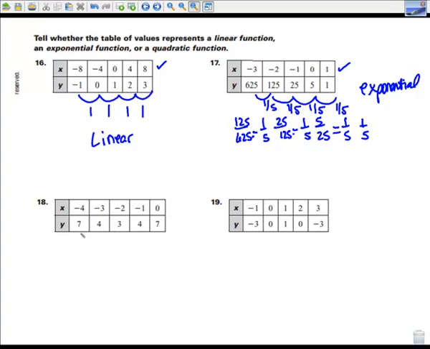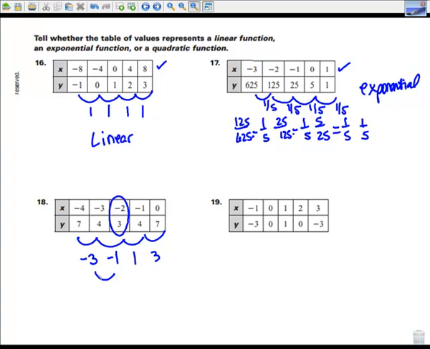Next, I know that this is quadratic, and I know you do too, because you can see the vertex and it's symmetric, but I still want you to humor me and show me these differences. From 7 to 4, it's a decrease of 3. From 4 to 3, it's a decrease of 1. From 3 to 4, it's an increase of 1. And from 4 to 7, it's an increase of 3. So there's the first differences.